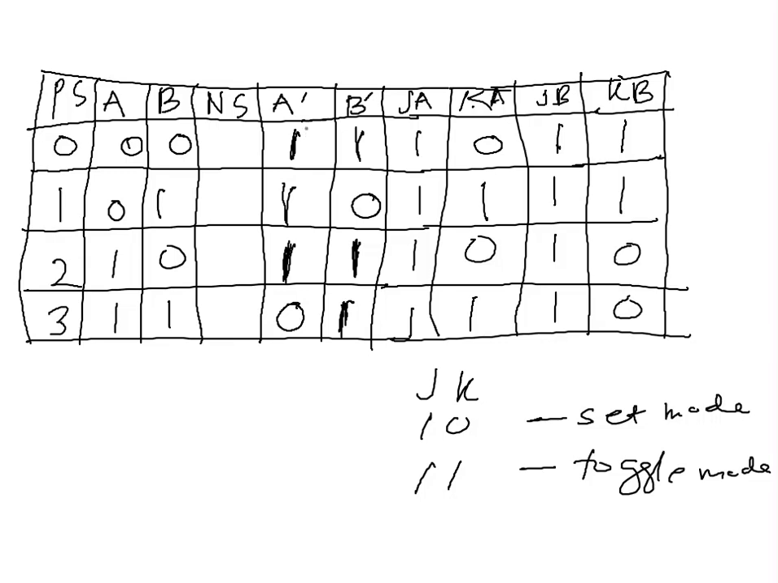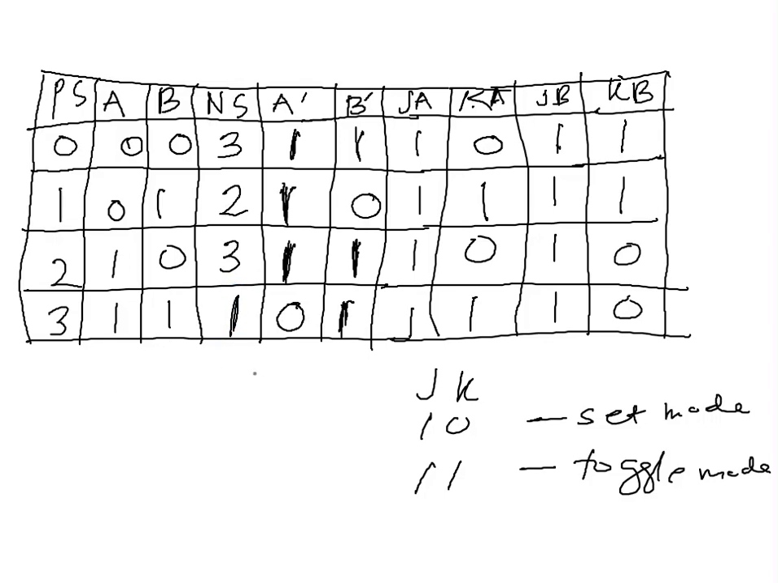Once you have A prime and B prime, you can determine the next state. A prime 1, B prime 1, when you combine, the value is 3. So you write 3. Next row, A prime is 1, B prime is 0, so the value is 2. Next, this one 1 1 also 3. And then the last one, A prime 0, B prime 1, so the value is 1.